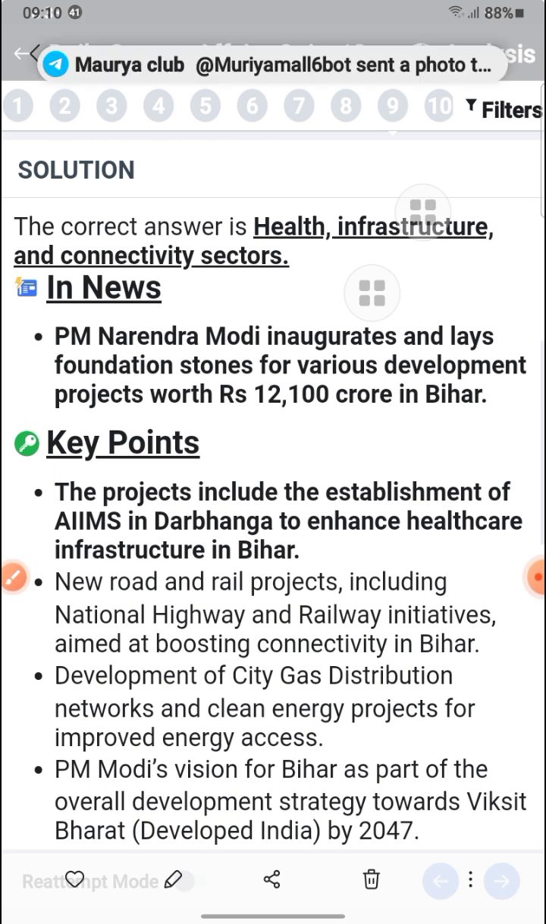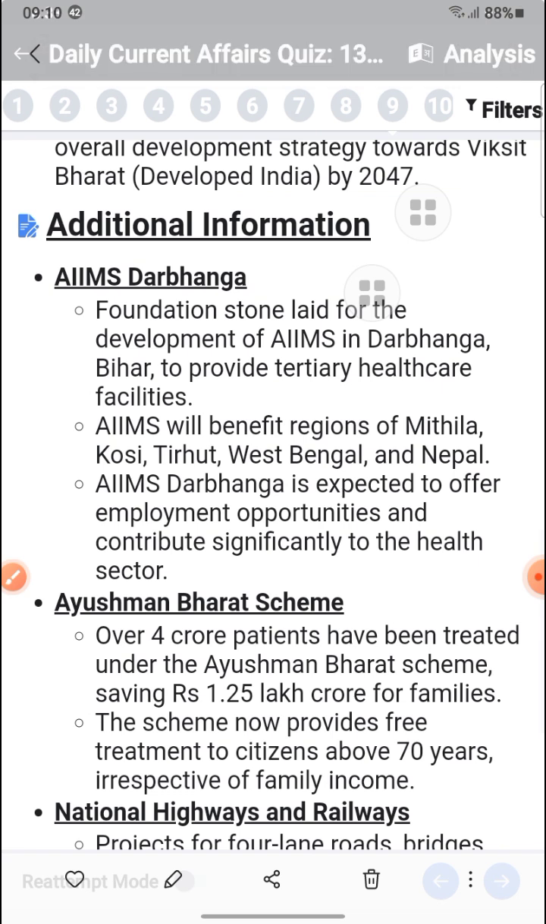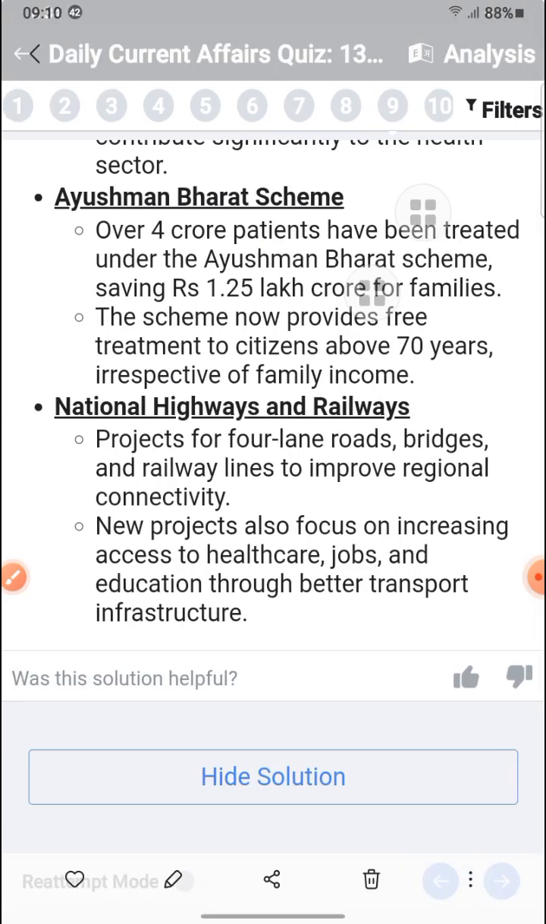This is part of the overall development vision, and under Ayushman Bharat, 4 crore patients were treated, and 1.25 lakh crore families were provided free treatment, for those above 70 years irrespective of family income. AIIMS Darbhanga serves the region of Mithila, Tirhut, West Bengal, and Nepal. AIIMS Darbhanga is expected to offer employment, and national highways and railway bridges will improve regional connectivity for healthcare, jobs and education.